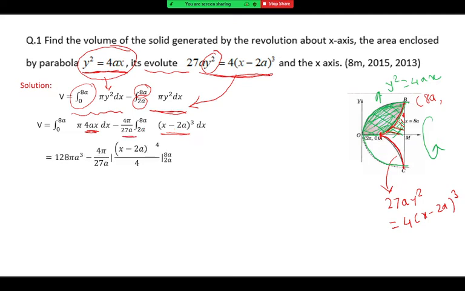Integration: the integral of (x minus 2a) whole cube is (x minus 2a) raised to 4 upon 4. Upper limit minus lower limit, simplification, and the required answer. The required answer is 80 pi a cube. 80 pi a cube is the volume of the solid which is rotated about the x-axis. Got it? Any doubt?